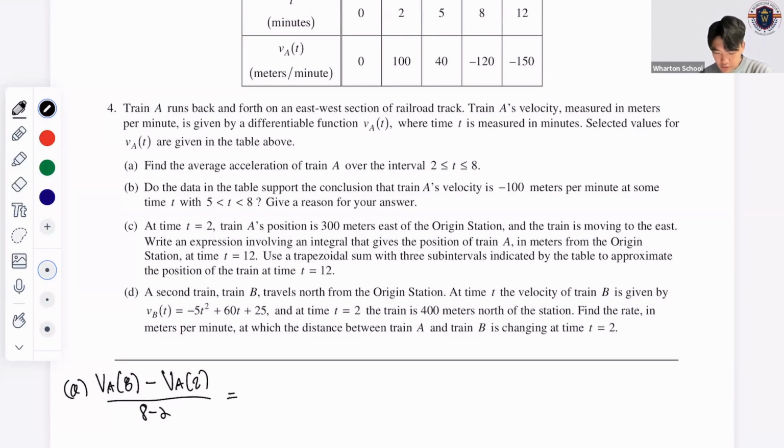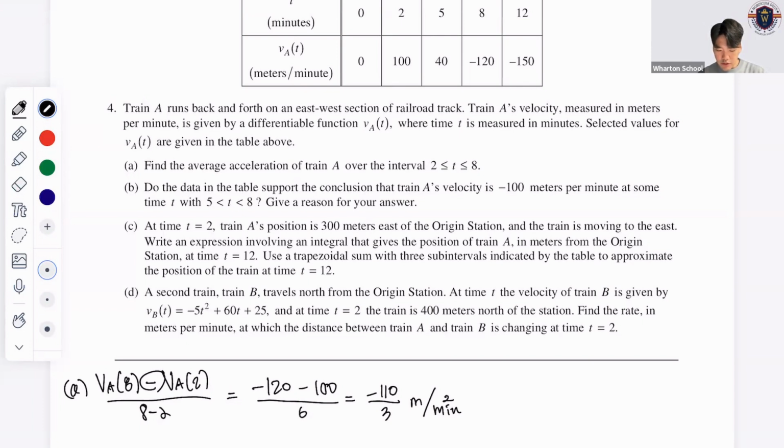So let's actually calculate this. We can see the chart here. The acceleration at time 8 was negative 120, and at time 2, it was 100. But it is minus, so it's going to be negative 220 over 6, which is negative 110 over 3. The units are meters per minute squared. I'm just going to put MIN to be sure.